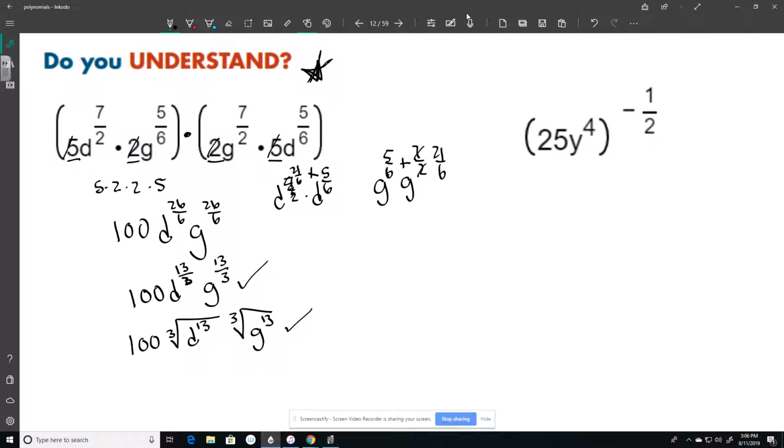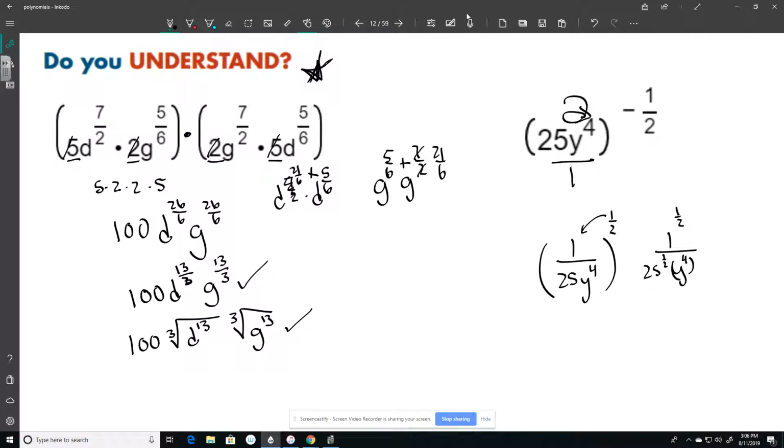How about this one? 25y to the 4th raised to the negative 1/2. I don't want a negative 1/2. I want a positive 1/2, which means I've got to flip this over. So 25y to the 4th over 1 becomes 1 over 25y to the 4th. And that's all raised instead of a negative 1/2. That becomes a 1/2. So now we got to distribute that 1/2. So I get 1 to the 1/2 divided by the 1/2 goes to the 25. And it also goes to the y to the 4th.